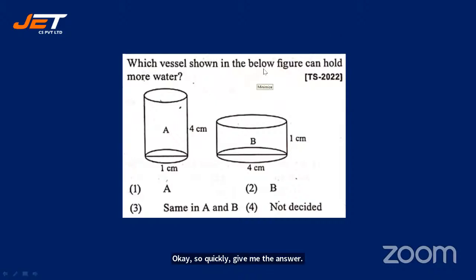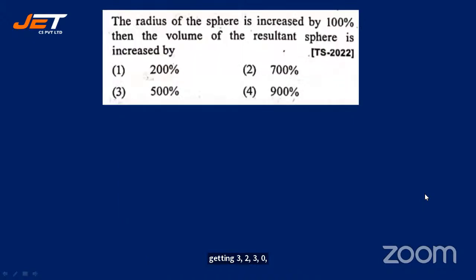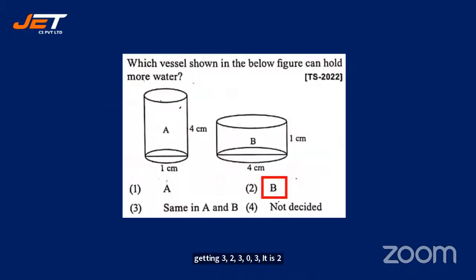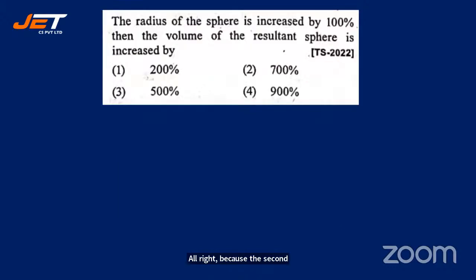Okay. So I'm getting 3, Sidhu 3, Humera 3. All right. Let's see the answer. It is 2. All right, because the second one has more base. All right, see the next question.